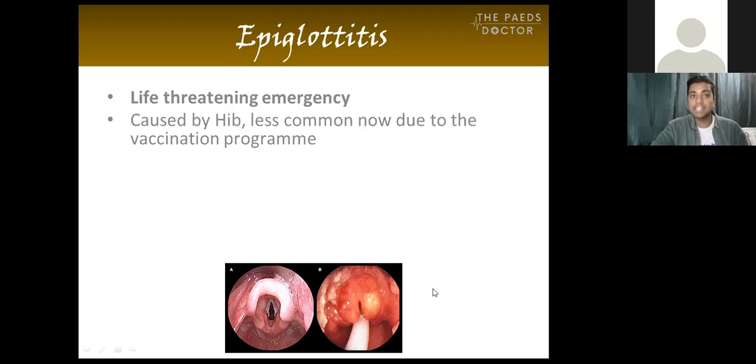It's caused, as I said, by Haemophilus influenzae B, and it's less common now due to the vaccination program, as we give it with the 5-in-1, so you need to think of that when this child has been unvaccinated. This will rapidly lead to airway obstruction. As you can see from this image, it's almost completely blocked off the airway.